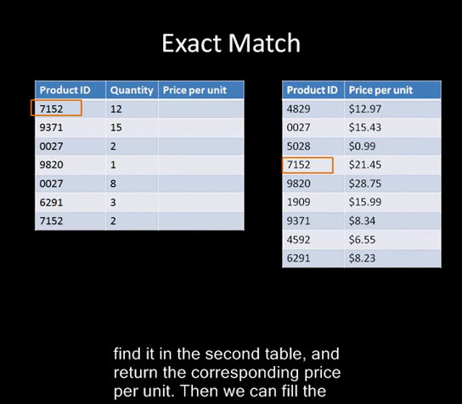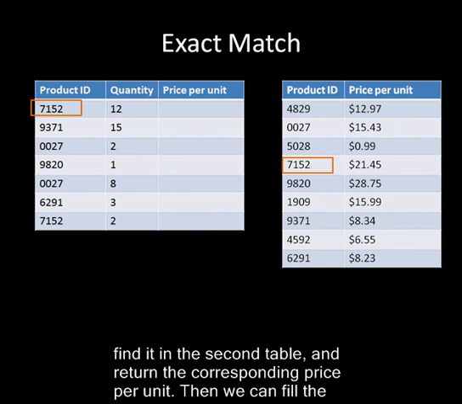In an approximate match, the table with the value being looked at must be sorted ascending by the lookup value. Our VLOOKUP function will take the grade, go through the entries in the second table until it finds the closest match without going over the lookup value. Then it will return the corresponding letter grade to the table. When we fill the formula down, we can see the letter grade for each student.